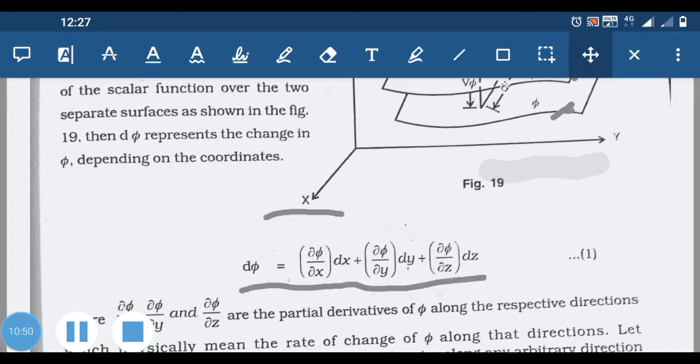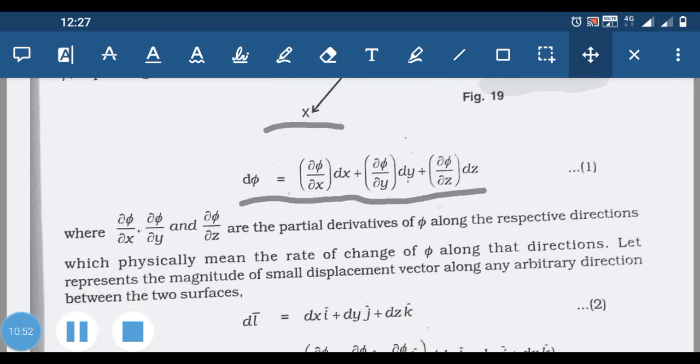This phi is a function of x, y and z. This dou phi by dou x, dou phi by dou y and dou phi by dou z are the partial derivatives of phi along the respective directions, which physically mean the rate of change of phi along those directions. So I think you have already studied these partial derivatives. If you have not studied, you may inform me, then I will give a brief description of that.